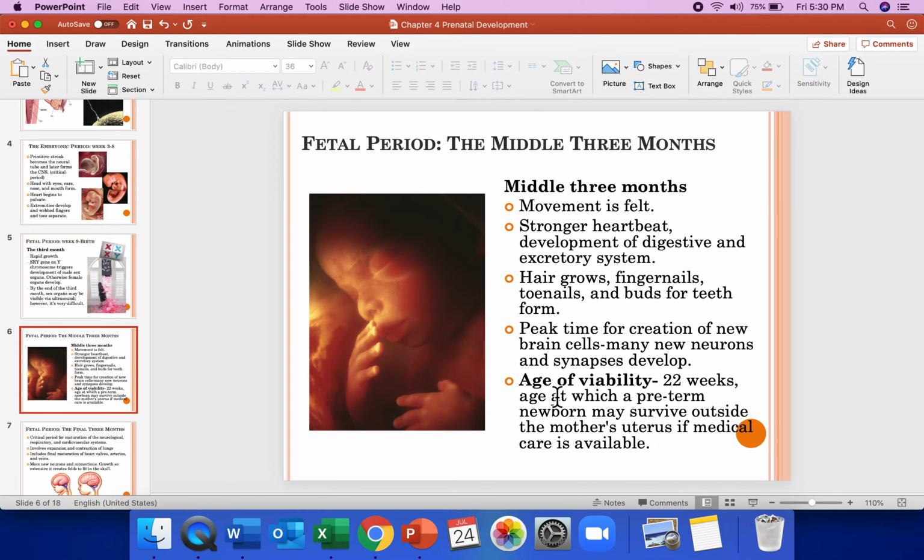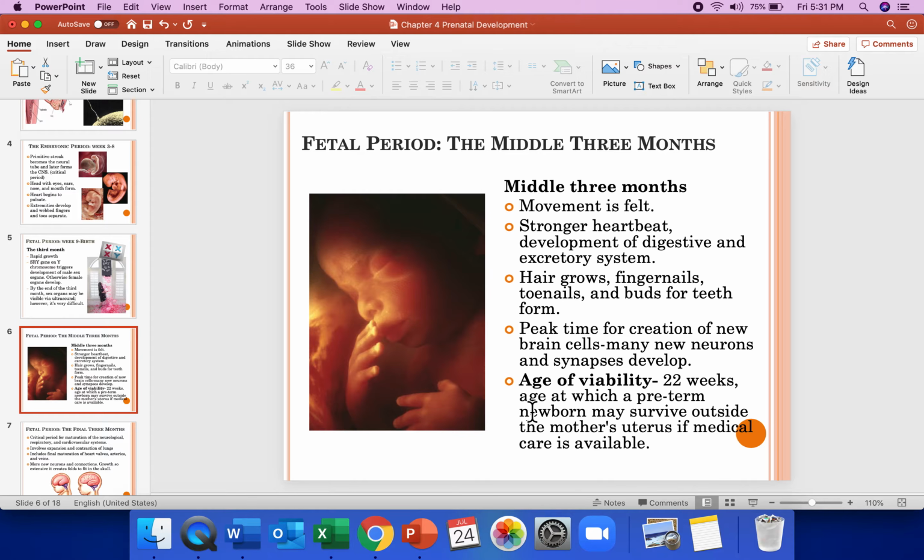One term that you need to be familiar with is the age of viability, and what that means is basically the cutoff time of needing to be 100% inside the womb in order to have even a chance of survival outside the womb.